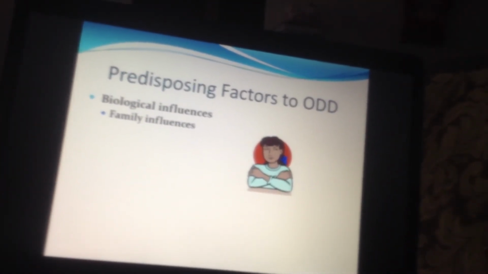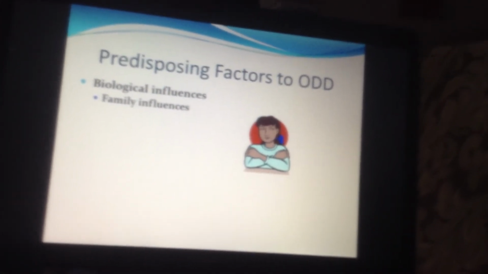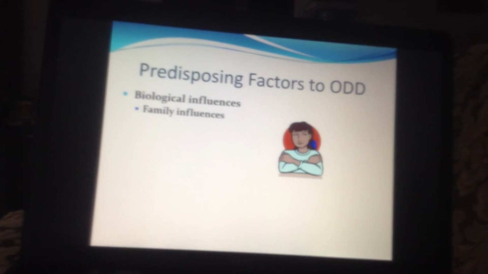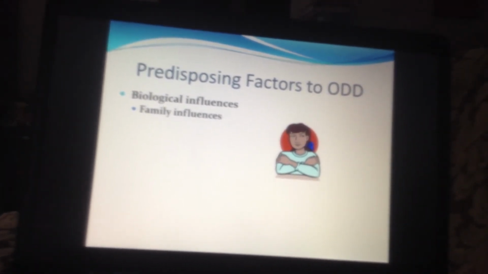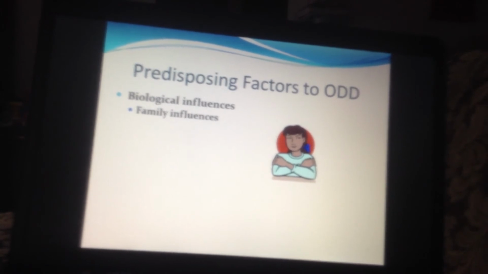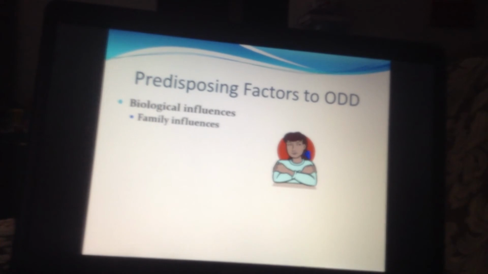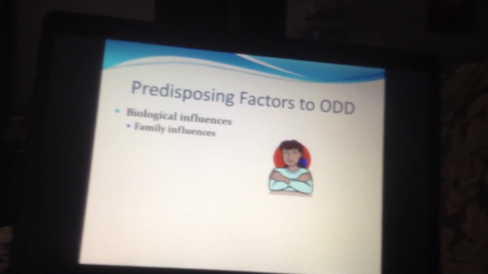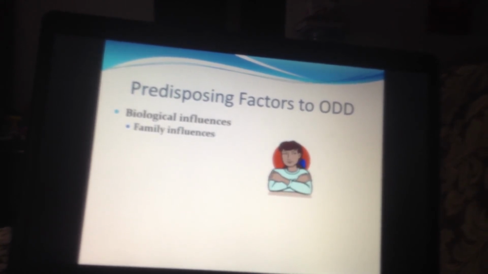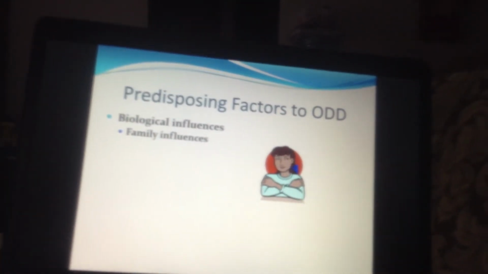Okay, so when you look at family influences, these are kids whose parents may have problems in disciplining, structuring, and limit setting. So parental problems in disciplining, structuring, and limit setting could cause someone to have oppositional defiant disorder. Also, parental unavailability, so the parents not being available when the kids want them to be there, could predispose them.